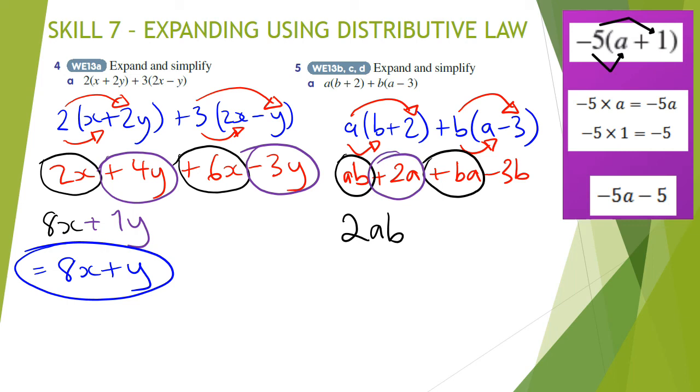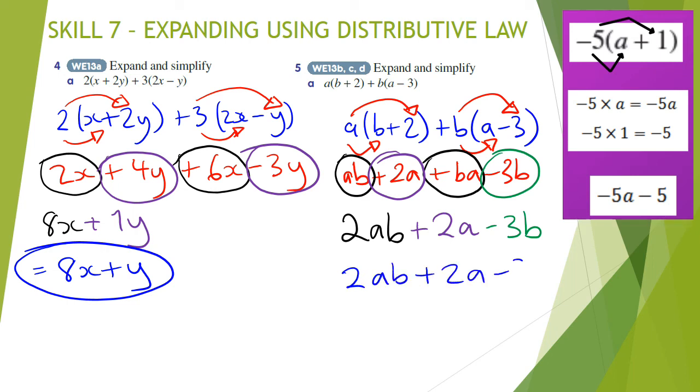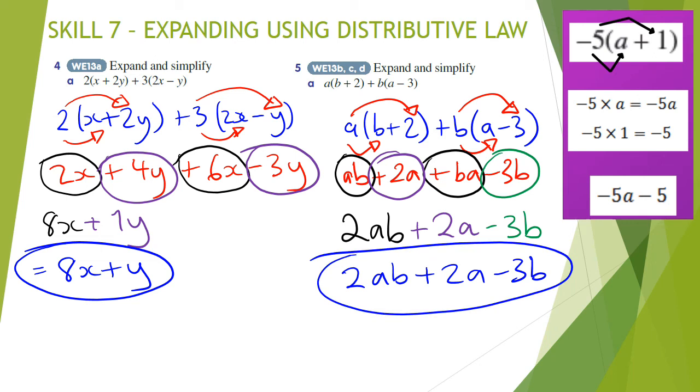Then we're going to have plus 2a. And then on the end, we'll have subtract 3b. So our final answer, 2ab plus 2a take 3b. We can't simplify that anymore because the letters aren't exactly the same in each term.